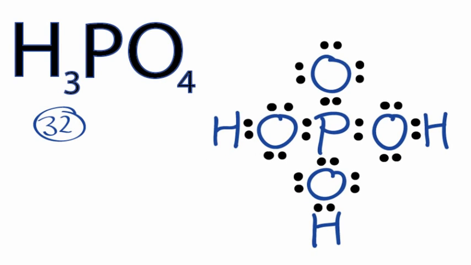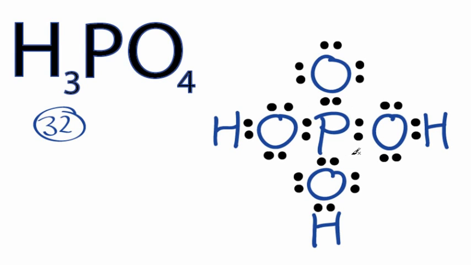If you look closely, you can see that each of the atoms has a full outer shell. The hydrogens each have 2 valence electrons, and the oxygens and phosphorus each have 8 valence electrons around them. We've also used all 32 of our valence electrons, so this looks like a pretty good Lewis structure. However, we really need to look at our formal charges.